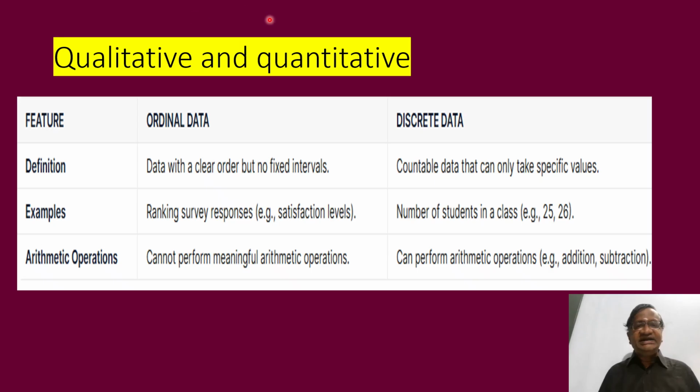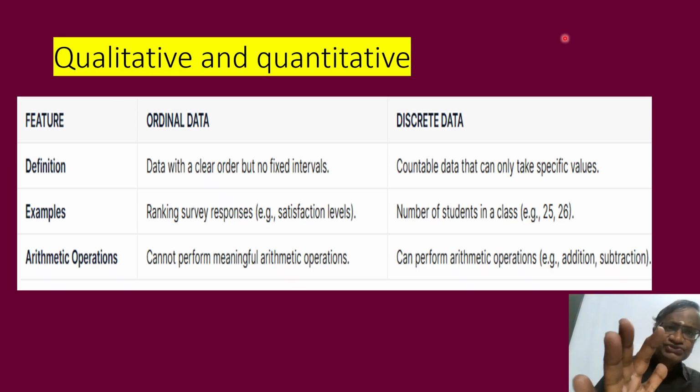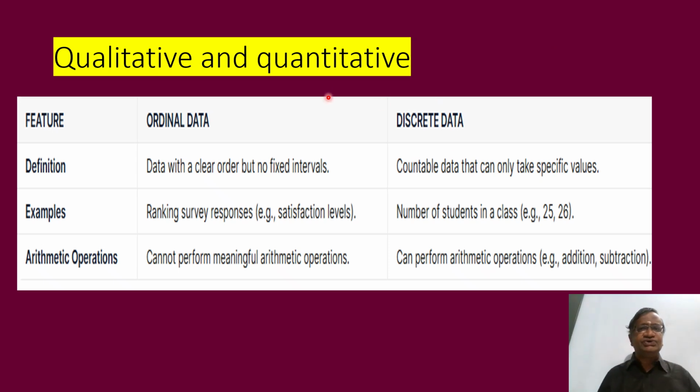Now we know qualitative and quantitative. Now we have some same thing. Numbers are there for ordinal data also. Numbers are there for discrete data also. This is quantitative. This is qualitative. Now see the difference.